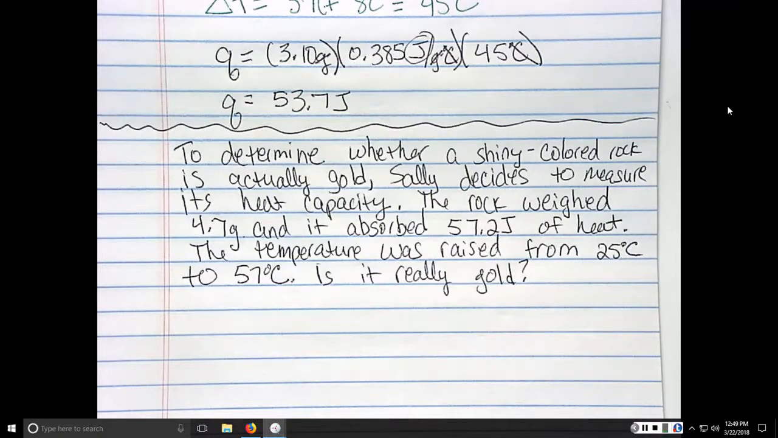Find the heat capacity of gold. What are you going to do? Find the heat capacity. No. Do you find the specific heat? Yes. You have to find the specific heat. Why the specific heat and not the heat capacity? What about this problem tells you that it's not the heat capacity you're looking for, it's the specific heat you're looking for?